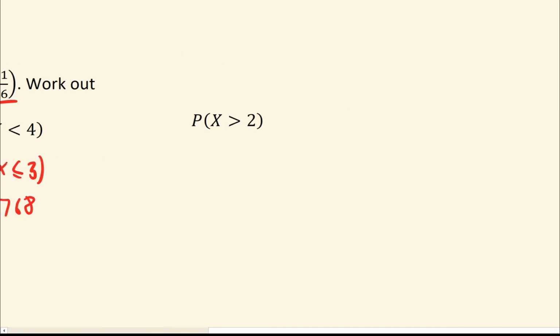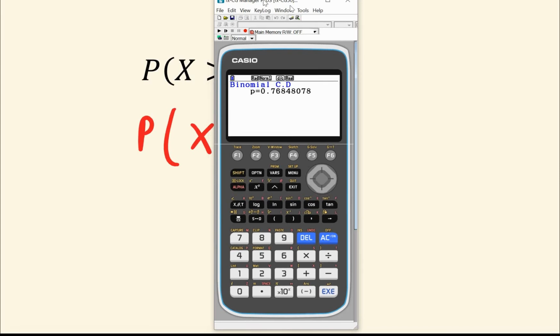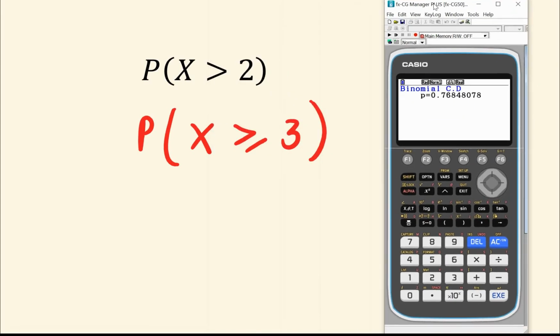On something slightly harder. Probability x is greater than 2. Again, we can't have greater than signs, we always want greater than or equal to signs. So if x is greater than 2, it can't be 2. The first whole number it can be is 3. So this is the same thing as x being greater than or equal to 3. Now for this one, it's significantly easier on the bigger calculators.